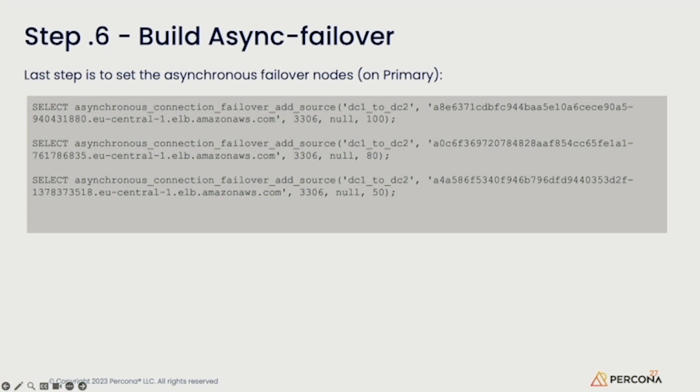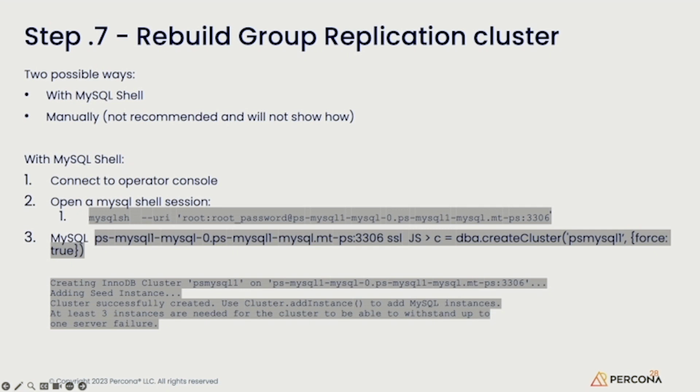So if one pod crashes, if you provide this, the group replication cluster will be able to continue to read from another node, PXE node. And at this point, the asynchronous replication is set. We go ahead and rebuild the group replication cluster with the MySQL shell from the operator node.